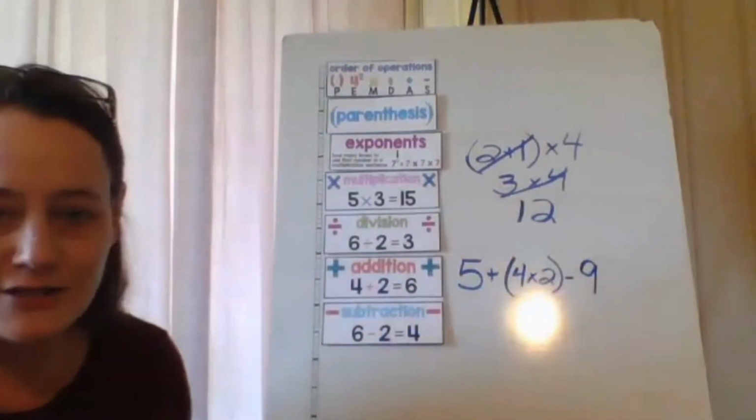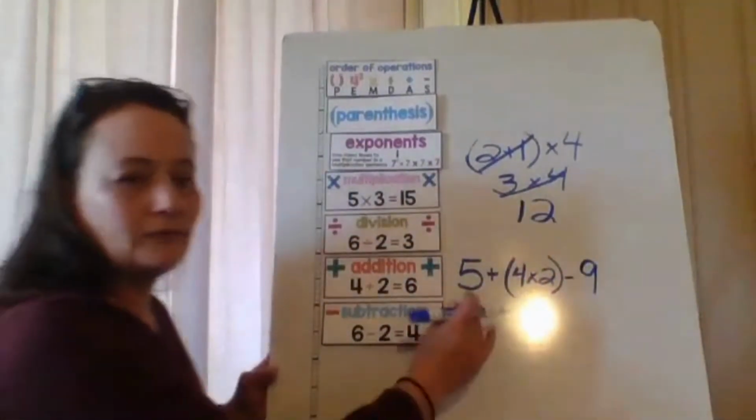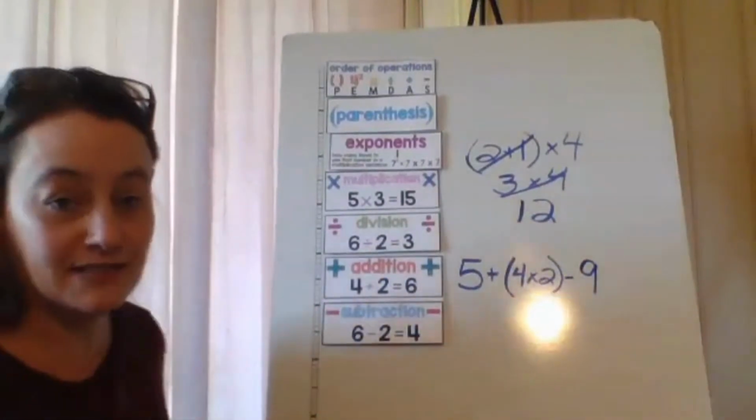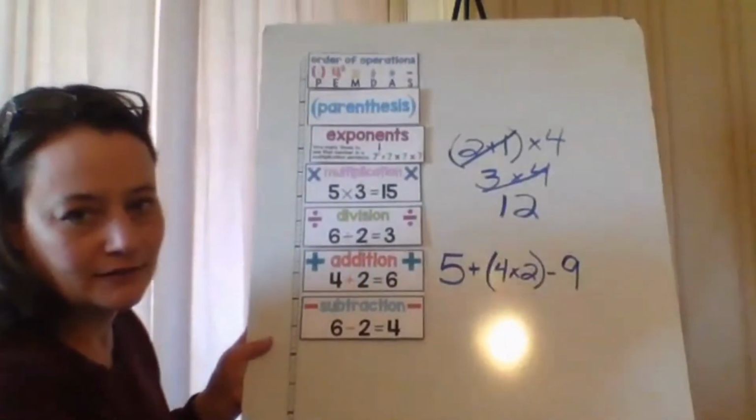All right, so let's try this one. We're going to go through and find any of our parentheses first, okay? Sorry about that little orb floating around. That's my light.